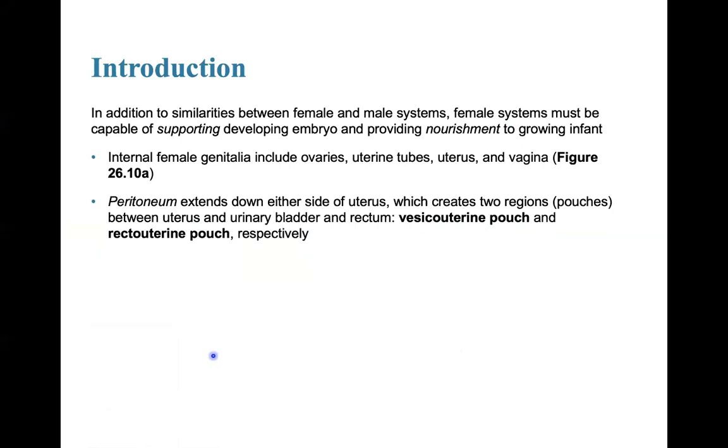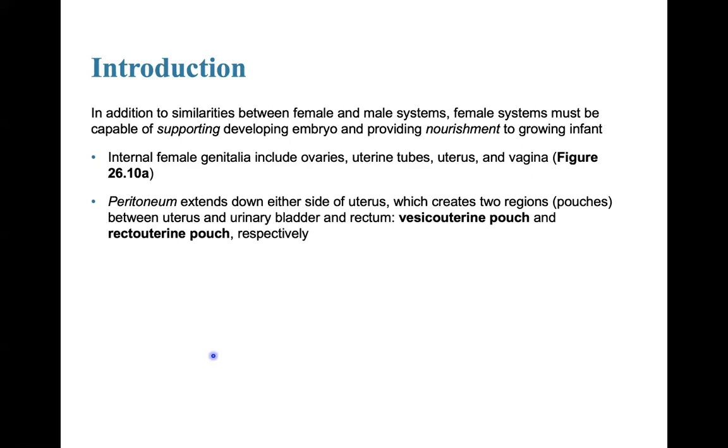So in addition to the similarities between the female and male systems, the female system must also be capable of supporting a developing embryo and providing the nourishment for a growing infant. The internal female genitalia will include the ovaries, the uterine tubes, which are also referred to as the fallopian tubes, the uterus, and the vaginal tract.